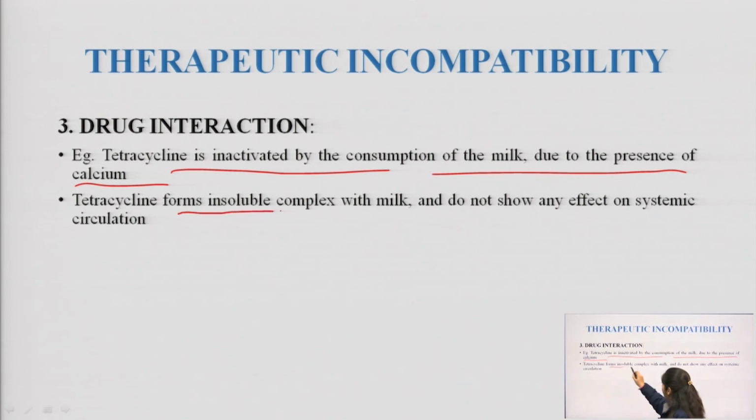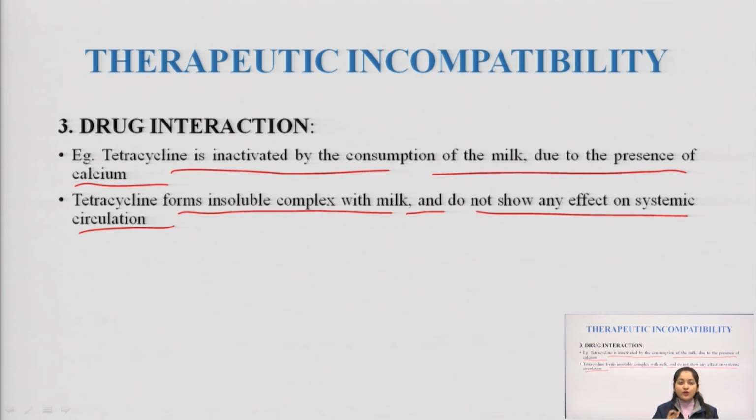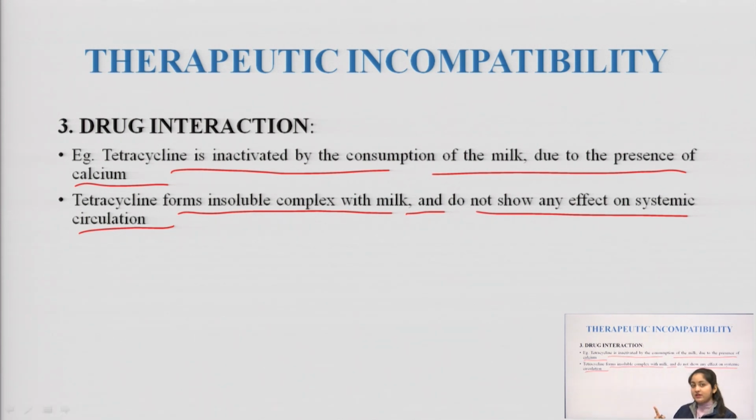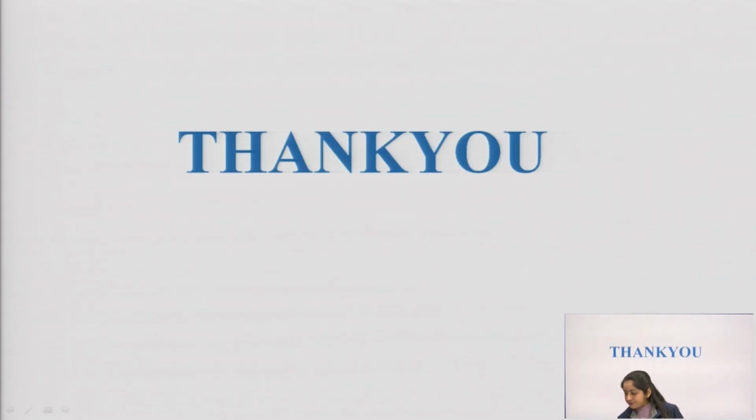So, tetracycline forms an insoluble complex with milk and does not show any effect on systemic circulation, because the calcium ion present in the milk is going to hamper the absorption of tetracycline. So, it is important to understand what drug you are prescribing to patients who are on any sort of diet, and we have to be very careful with the lifestyle of a particular patient while giving them any sort of medication or any class of medications.